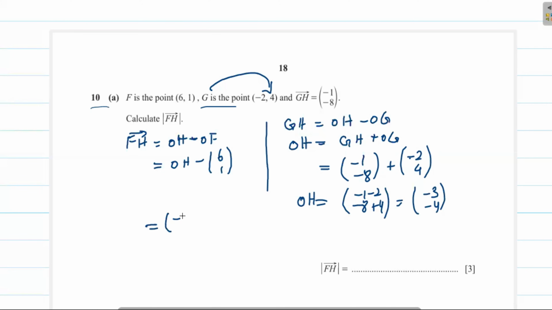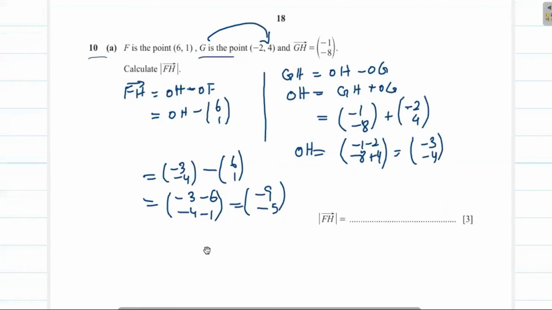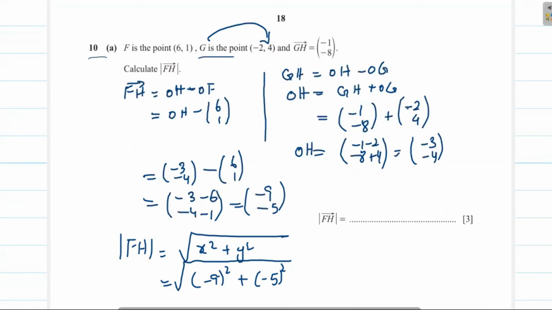We put the value here, that is (-3, -4) minus (6, 1), as it is. Now we can write it as -3 minus 6, -4 minus 1, that is equal to (-9, -5). Now the absolute value of FH will be equal to square root of x squared plus y squared. Now we can write it as square root of (-9) squared plus (-5) squared. Taking square root, we get square root of 81 plus 25, that is 106, and the square root of this value is equal to 10.3. Now we write 10.3 is the answer.